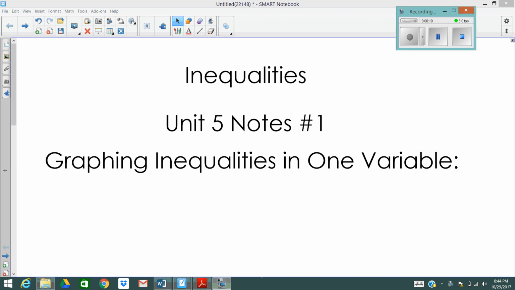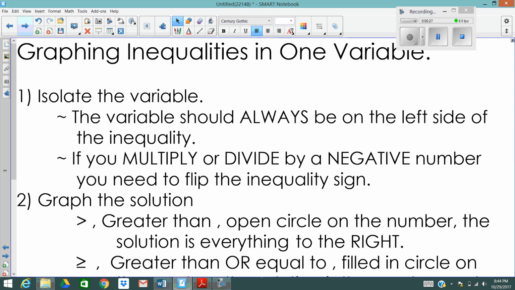So today we're going to be starting our new unit, Unit 5, which is all about inequalities. Today we're going to be talking about graphing inequalities in one variable, so just an x or just a y or just an r, one variable. I want to remind you that if at any point I'm going too fast, you're welcome to pause, jot some notes down. You could always rewind, etc. So graphing inequalities in one variable.